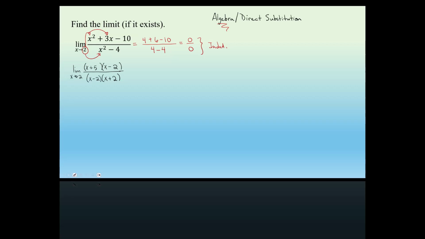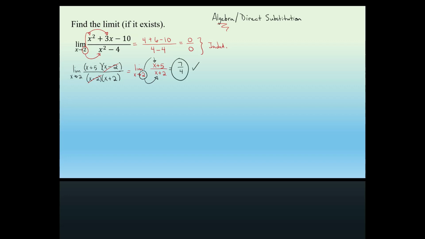Notice that x minus 2 is in the numerator and the denominator, so we can cancel those. And then we can rewrite this as the limit as x approaches 2 of x plus 5 all over x plus 2. Now, what's the next thing we should do? If you said direct substitution, you were right on it, so we'll go ahead and direct substitute 2 for x everywhere we see an x, and we end up with 7 over 4, which is our correct answer.